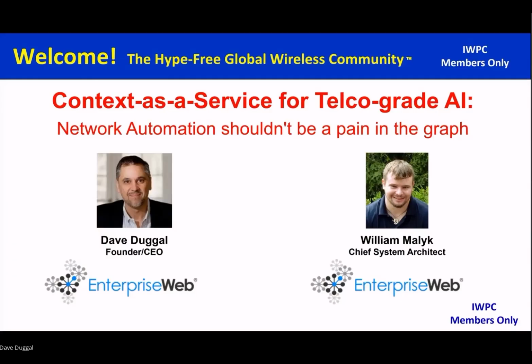And that's what we're going to try and cross, that divide, how graphs relate to net ops and support this new generation of AI. So we're calling this context as a service for telco-grade AI. Network automation shouldn't be a pain in the graph, and we truly believe that. And hopefully you'll find this compelling.